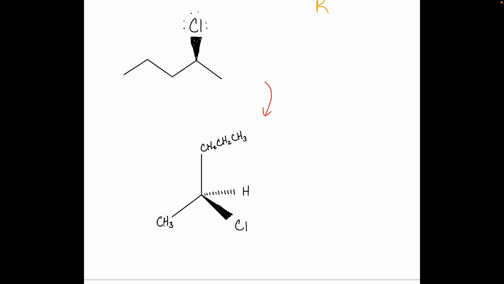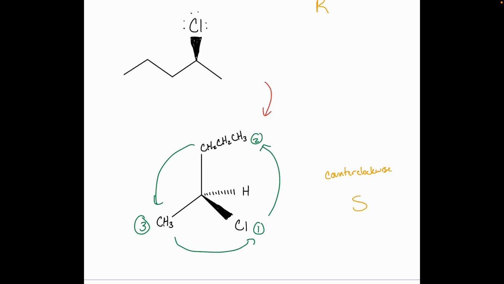All right, if we're assigning priority, chlorine is the highest. That propyl group comes next, followed by my methyl group. And so these are all in the counterclockwise, or S, stereoisomer.